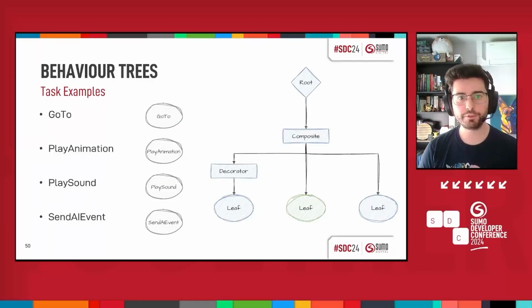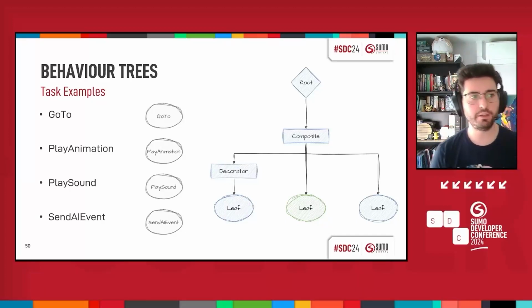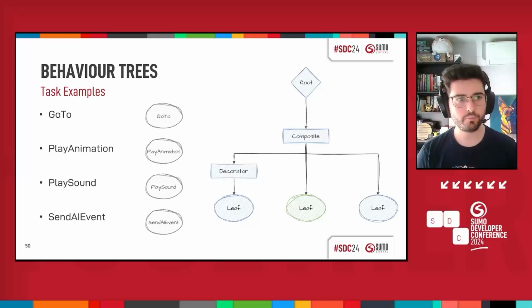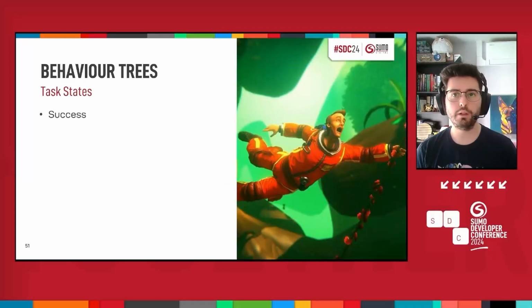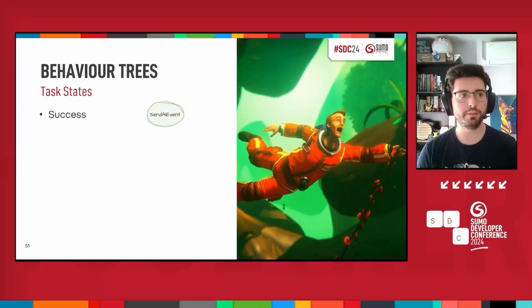So a few examples of leaf nodes. These will be the nodes that will be executed, and they might be things like go to, send an event, play an animation, etc. So let's say you send an event or whatever node you're executing. You will want it to return some state so that you know how the tree should continue to execute. So the first state we're going to see is success. That means the node executed, nothing went wrong, it returned as expected, so it returns a success state. Great.